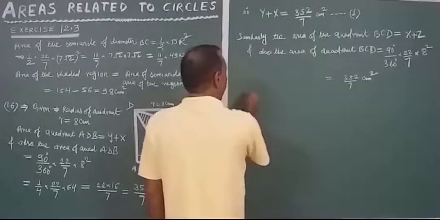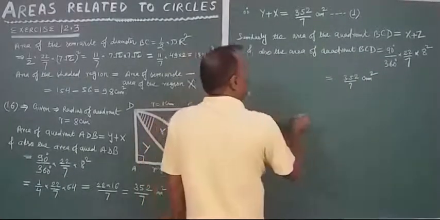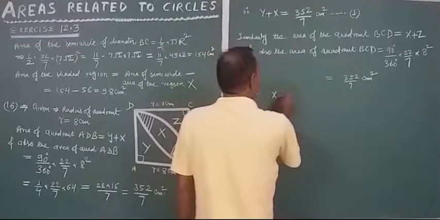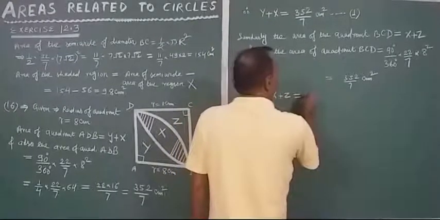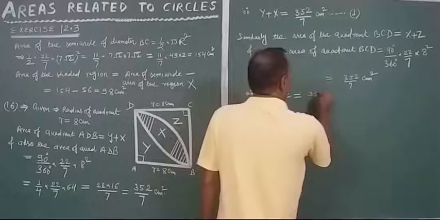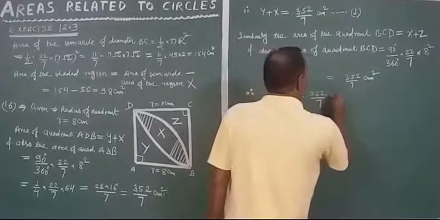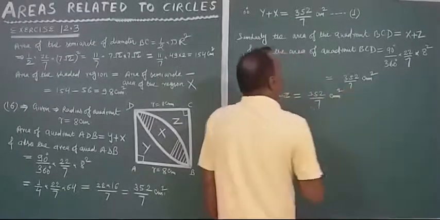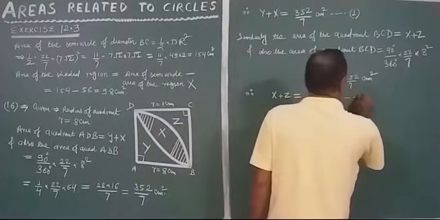So therefore, what will happen? What value is this? X plus z is again 352 upon 7 centimeter square.